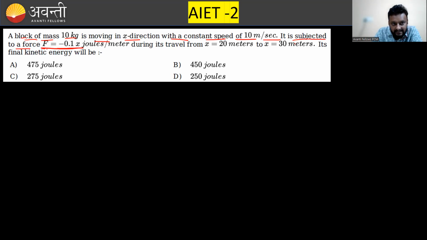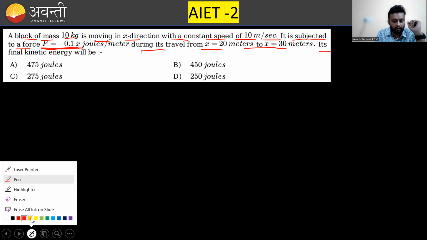Now, as soon as I see this force, one or two things should come to my mind. One thing is that this force is variable. It depends on x. This is a variable force. Another thing, the minus sign indicates that this force is opposing my motion. Because if my motion is along positive x-axis, this force should be in negative x-axis. Because the minus sign indicates opposition. Now, from where to where? From 20 meter to 30 meter. Okay, so it's the final kinetic energy they are asking.